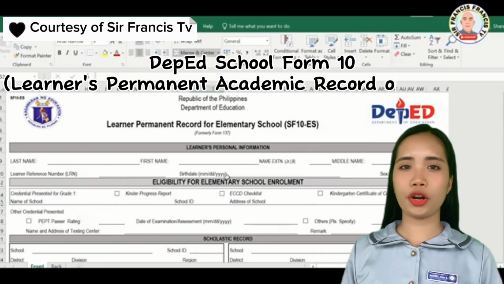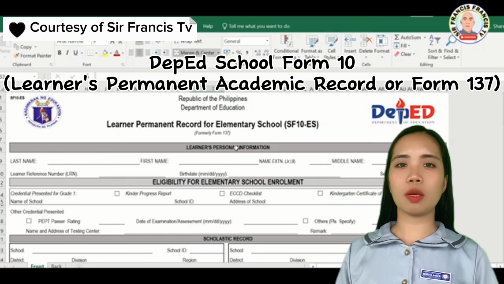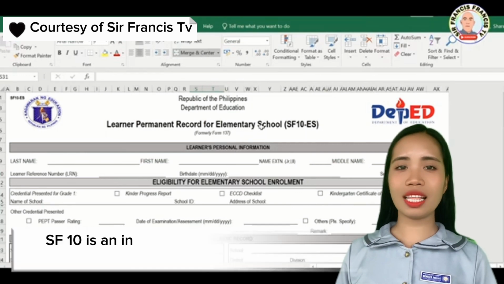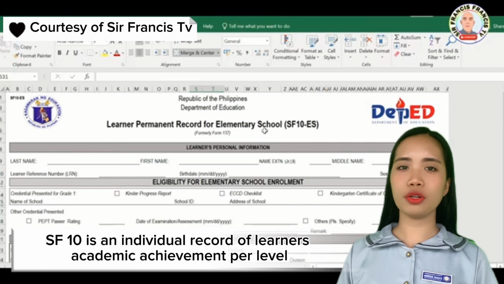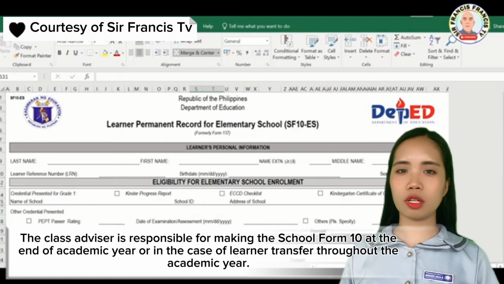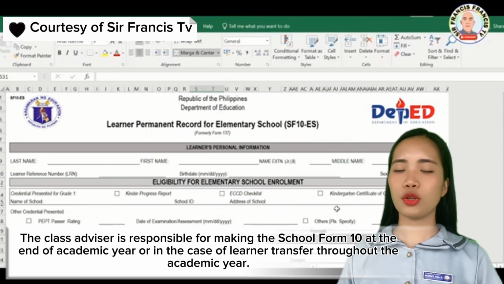The permanent record, commonly known as Form 137, was renamed Learner's Permanent Academic Record or School Form 10. The School Form 10 is an individual record of a learner's academic achievement per level. The class advisor is responsible for making the School Form 10 at the end of the academic year or in the case of learner transfers throughout the academic year.